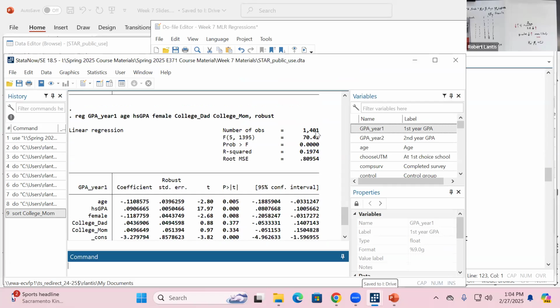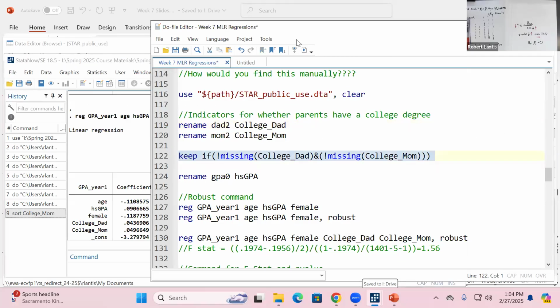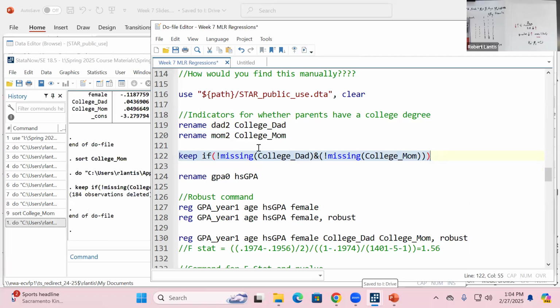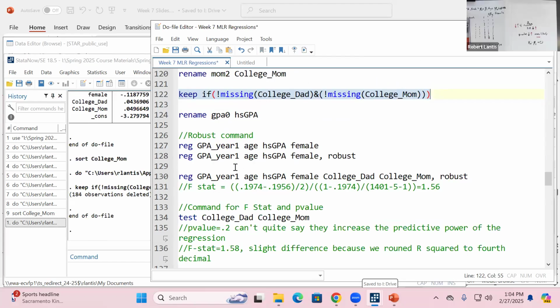So I should have a new sample size of 1,401 here. Right? So go ahead and run this. Only keep the observations where I had non-missing data. Now I'll go back down here. Now, hopefully, what I'm telling you is true.